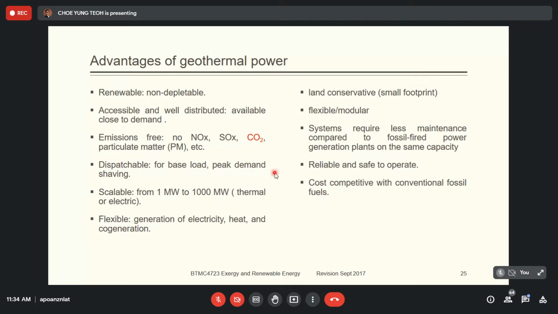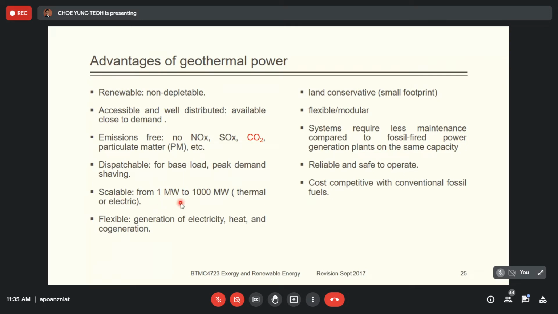Next, it is dispatchable for base load and peak demand saving. The output of geothermal can be controlled easily. You do not need to reach a certain temperature before you can have the maximum efficiency. As long as you use the steam, you already have maximum efficiency, because we are not creating the steam, it comes from the ground. For biomass, you need to maintain a certain temperature and pressure to produce superheated steam. But here the steam is not under your control, it comes from the ground. So it means that you can control the output easily, and it can be used for base load because this kind of resource is very reliable.